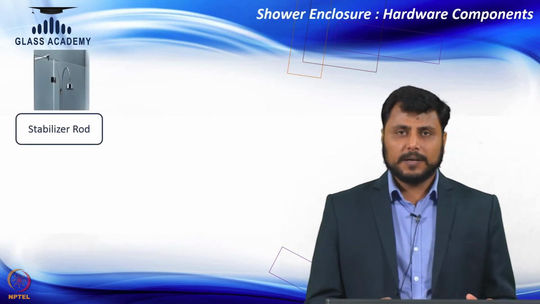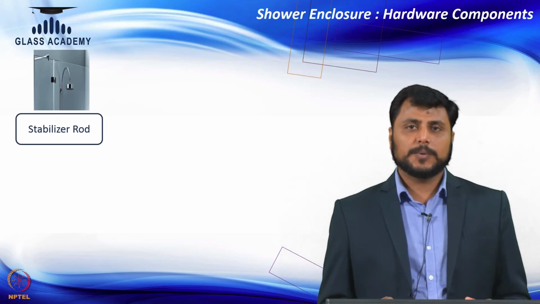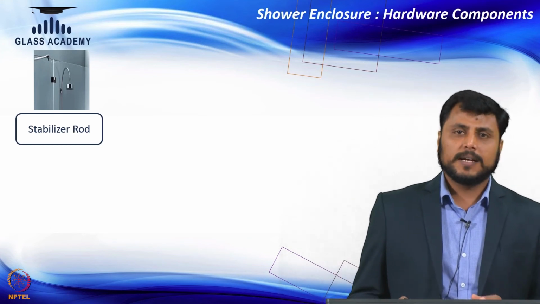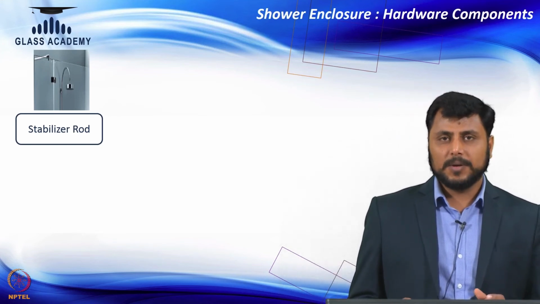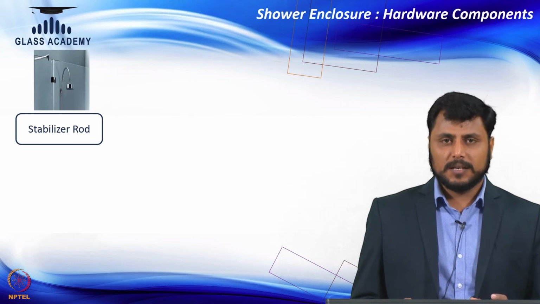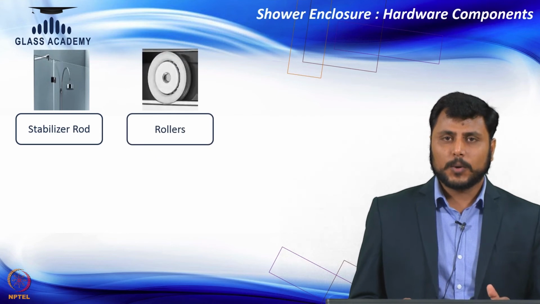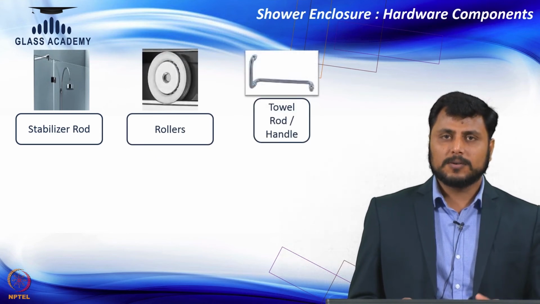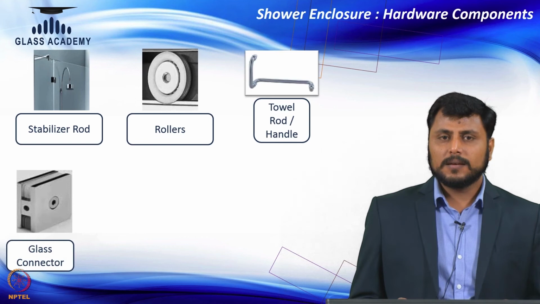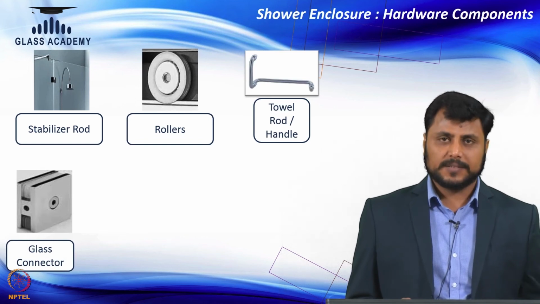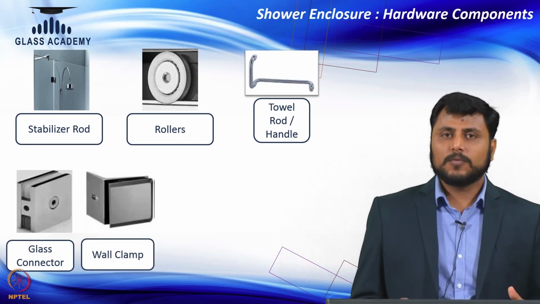Coming to the hardware part, as I said, most of the component is of brass, and the stabilizer rod and connectors may be of SS. So, you can see I will take you through what kind of hardware is being used here: stabilizer rod, rollers, then towel rod to open the door, then glass connectors to connect the fixed glass, then wall clamp.